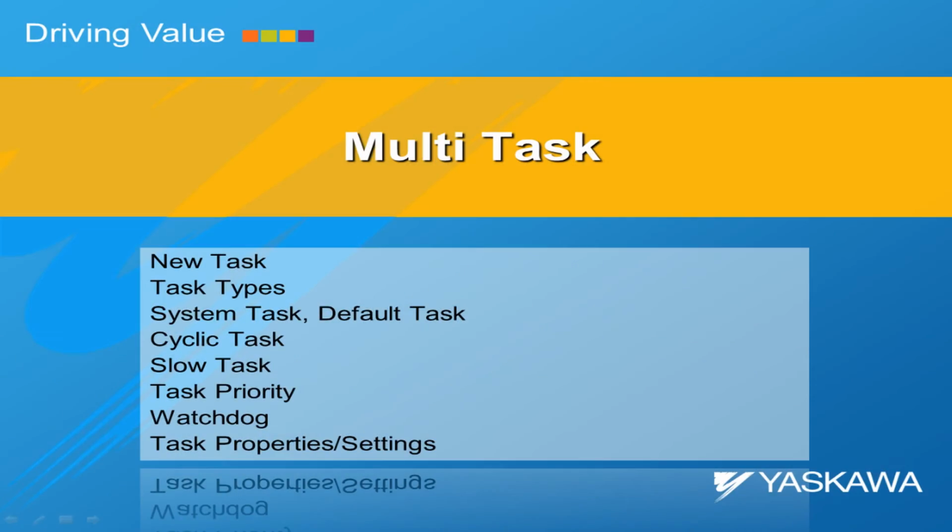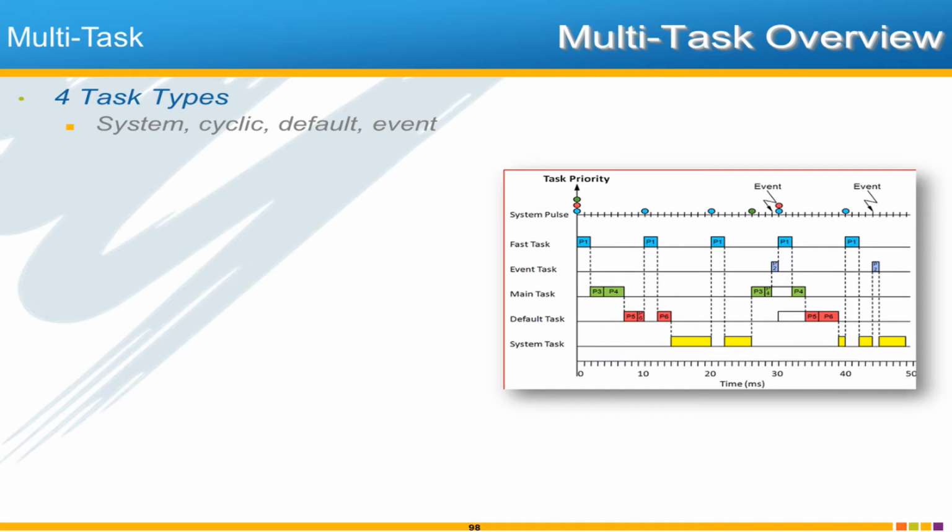Hi, I'm Matt Pelletier, and in this section we'll make some significant changes to the parking gate control example so that we can see how to create a new task, what the different task types are all about. We'll add a system task, default task, and slow cyclic task. Then once we have all these tasks running on the PLC simulator, it will make sense to look at the watchdog setting and other properties.